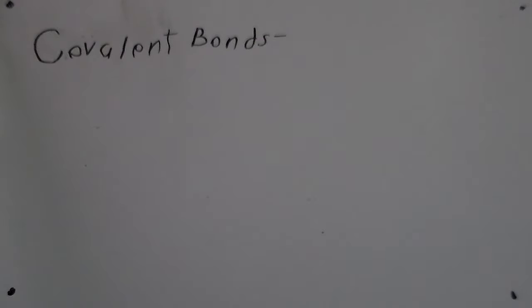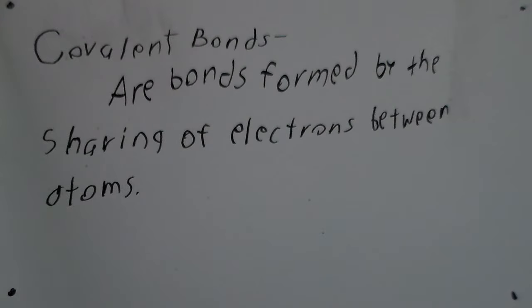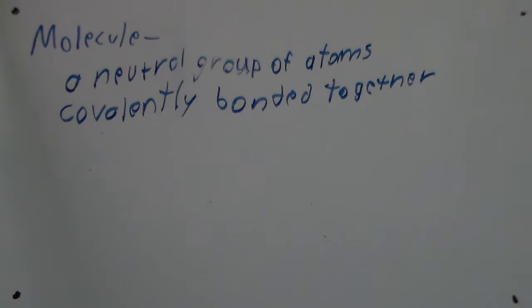Today we're going to be talking about covalent bonding. Covalent bonds are the bonds formed by the sharing of electrons between atoms. And a molecule is a neutral group of atoms that are covalently bonded together.